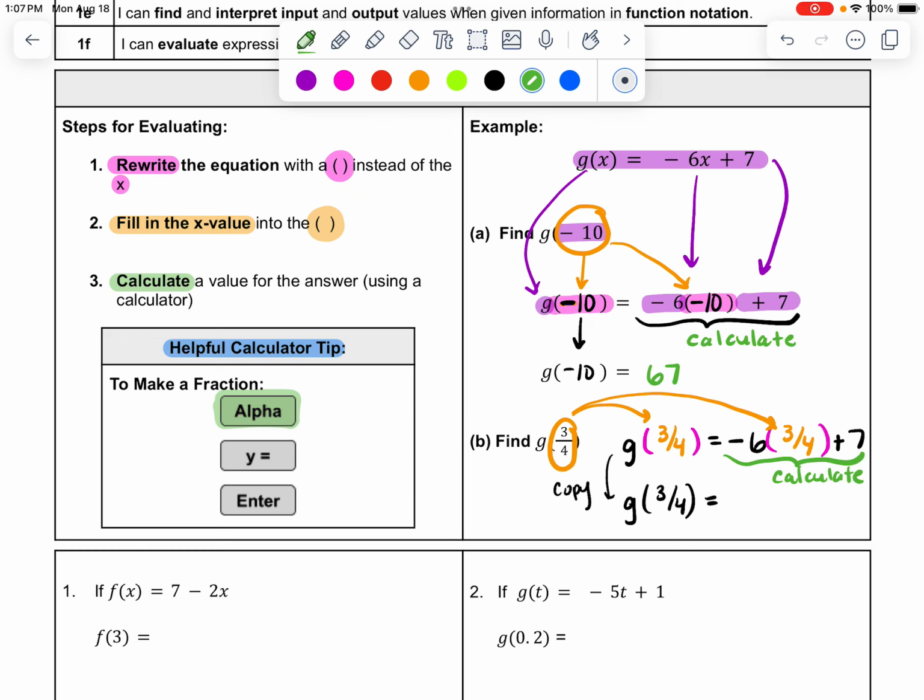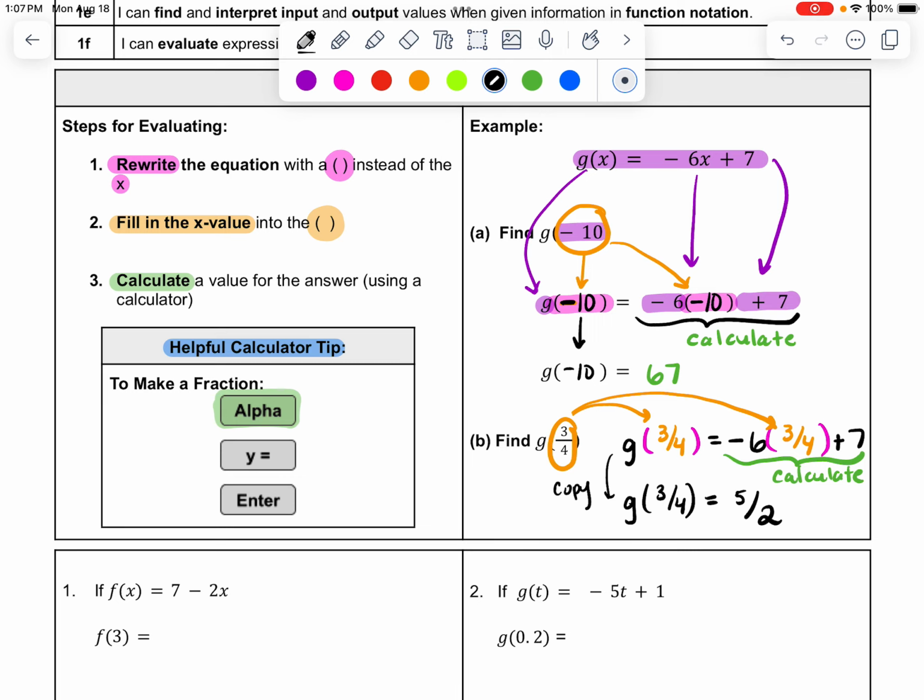So -6 parentheses, and then to type in the fraction, you're going to follow the fraction directions we just went over. And then you're going to put a parentheses and then a +7. So in the end, you should get as your final answer 5/2. And that's it.